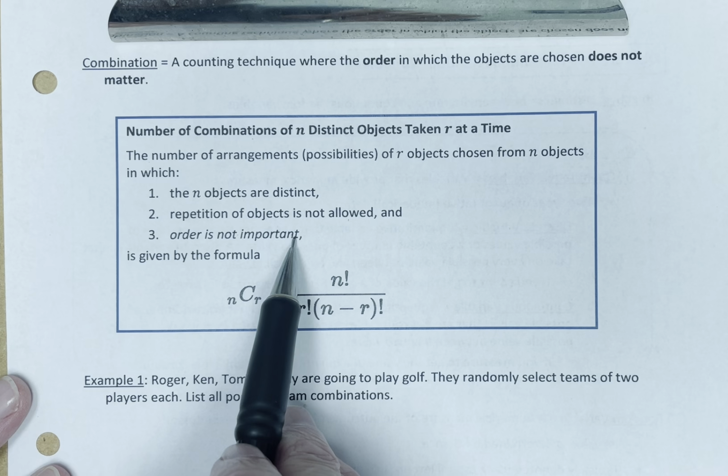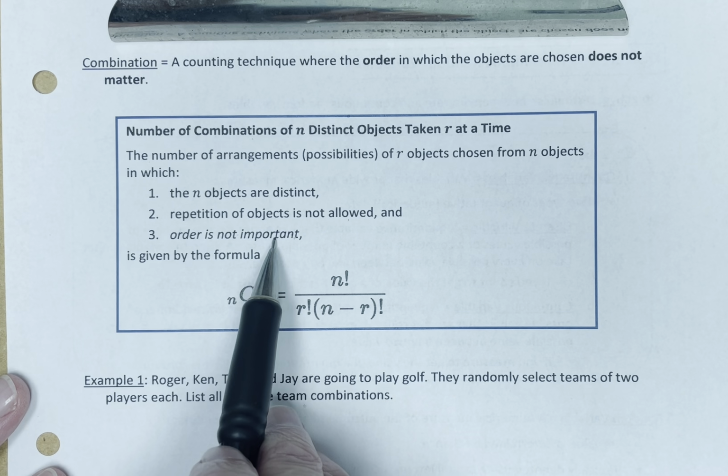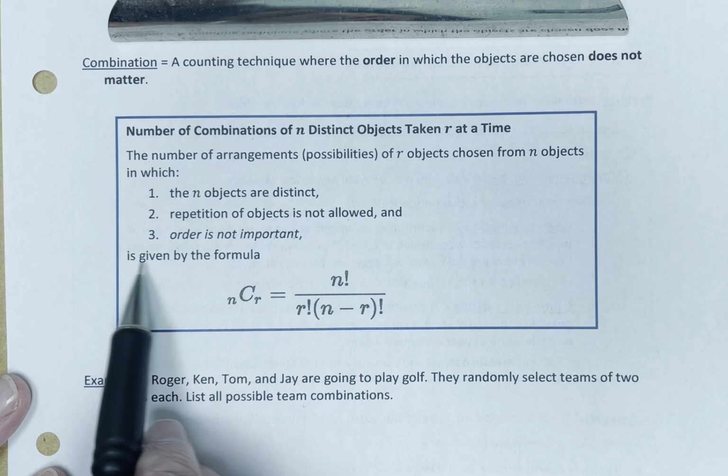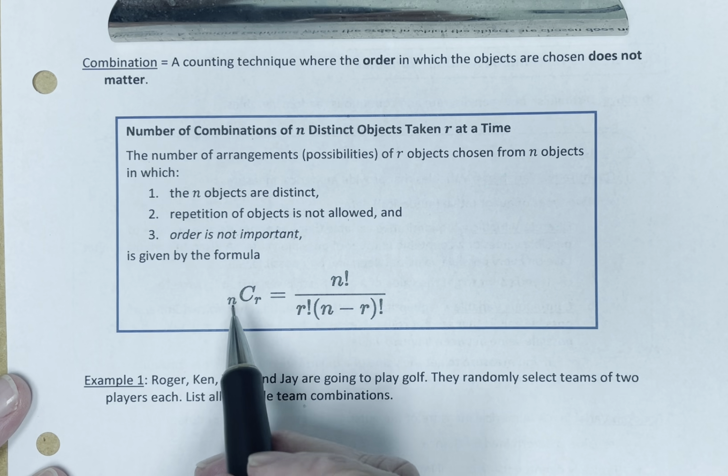It doesn't matter if you got picked first. We're picking a committee of 4 that are going to be committee members, and who cares who gets picked first, second, or third. So the order is not important. That's the difference between combinations and permutations. And you'll have this formula to use.